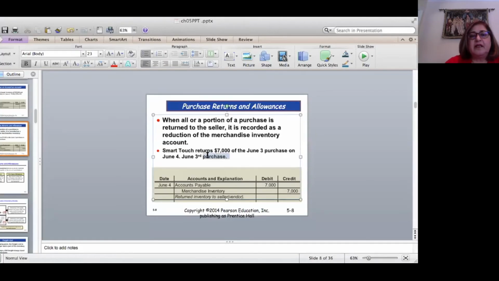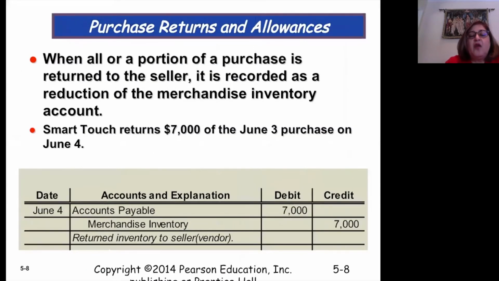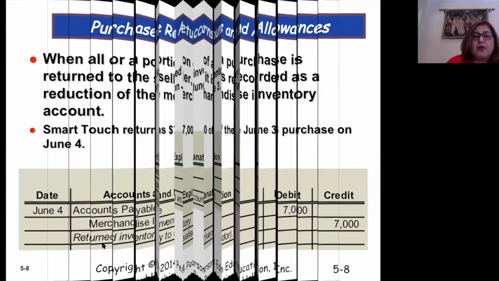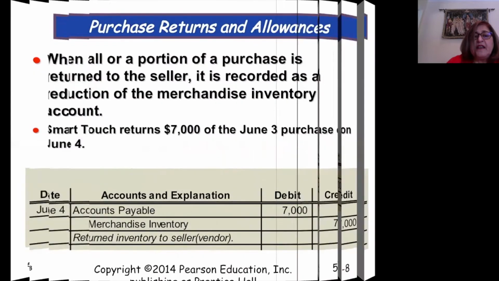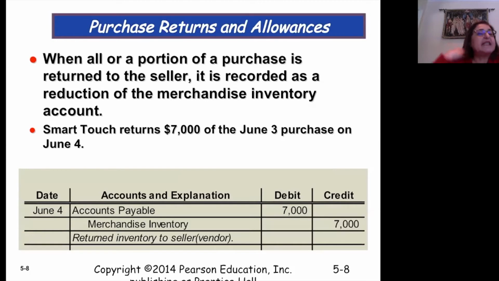And this area will go away. Now, you don't know if you're going to get cash from the seller or the seller will reduce accounts payable. How would you know? You have to go back to the June 3rd transaction to see, did we pay cash or did we put it on account? If we paid cash, then in here, we get cash from the seller. If we didn't pay cash, then we're going to debit accounts payable.